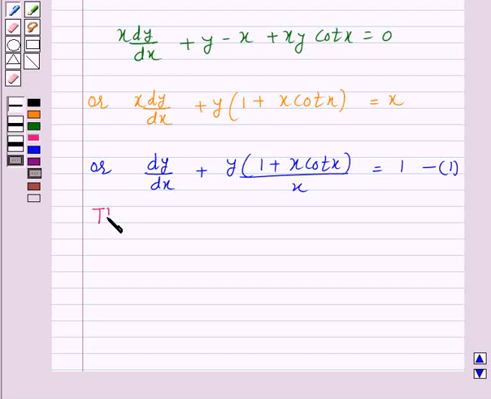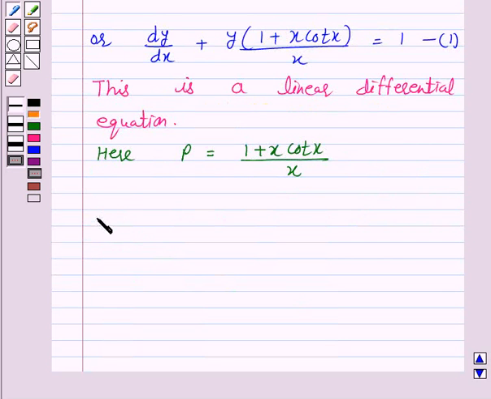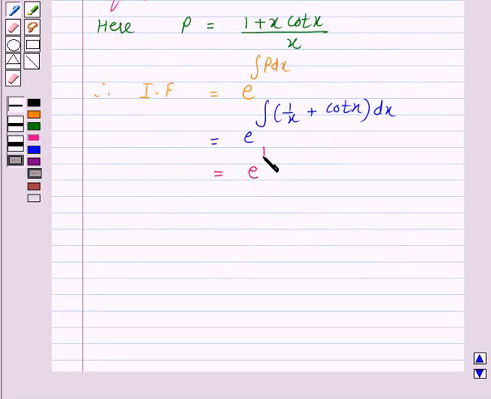Now, this is a linear differential equation of the form dy by dx plus py is equal to q. Here, p is equal to (1 plus x cot x) over x, and q is equal to 1. We know that the integrating factor is given by e raised to power integral of p dx, which is e raised to power integral of (1 over x plus cot x) dx, and this is equal to e raised to power log mod x plus log mod sin x.